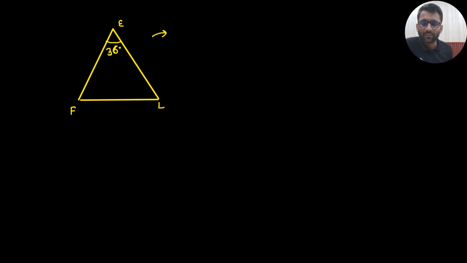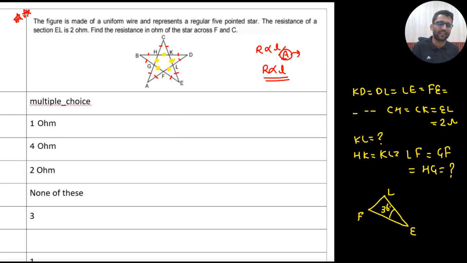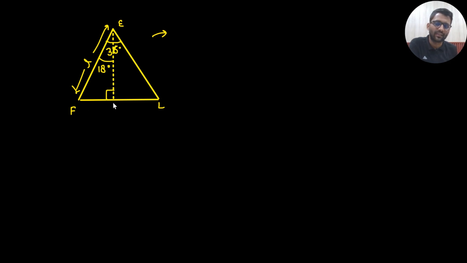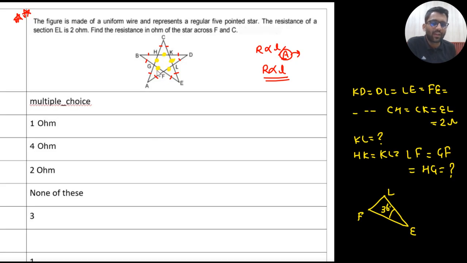Now if I draw a perpendicular here, this will bisect. This will be 18 degree. This length I know, EF length is L. I need to find FL. If I can find FL, this will be a regular pentagon. So FL, HK, KL, GH, HG all are equal. This will be a regular pentagon.